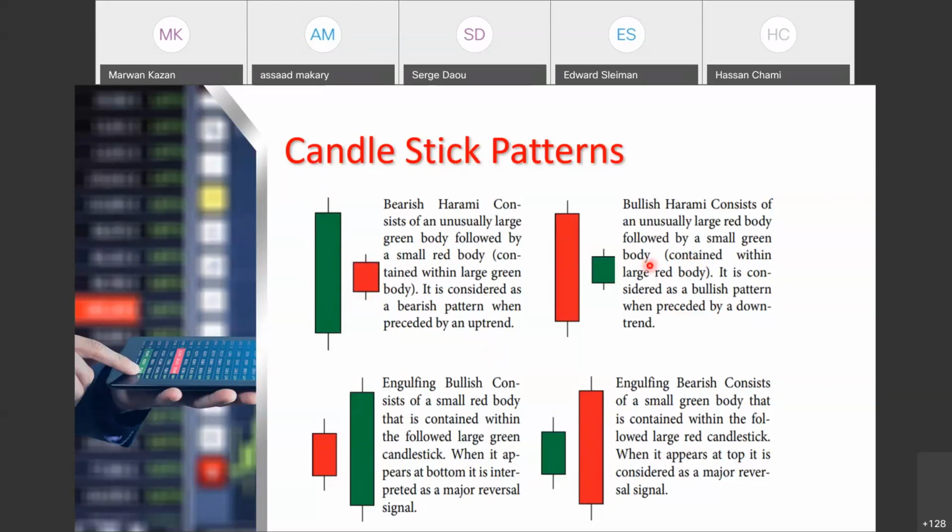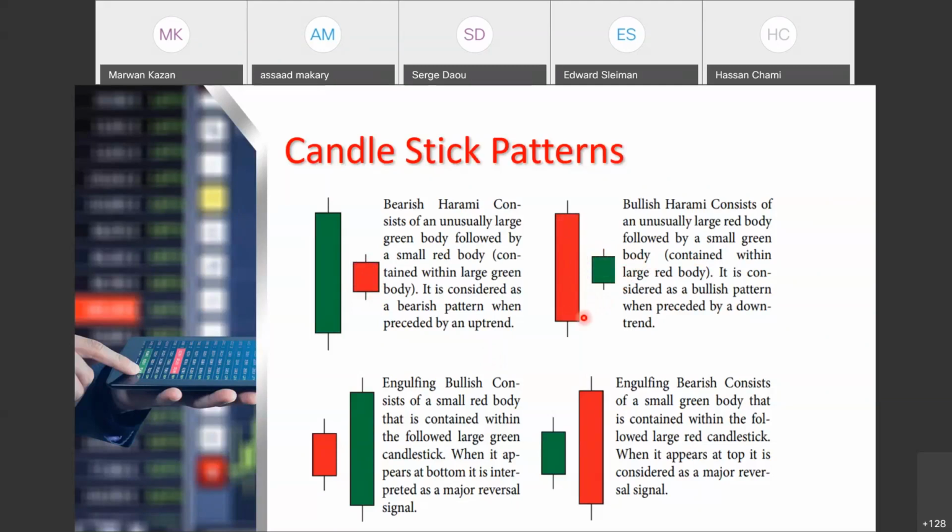The same thing, but in reverse, for the bullish harami. A big red candle, very strong selling power, then inside the body, it doesn't have to be perfectly in the middle. It can be closer to this side or closer to this side.